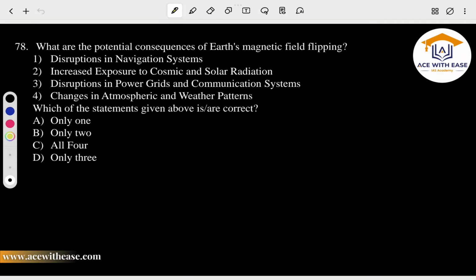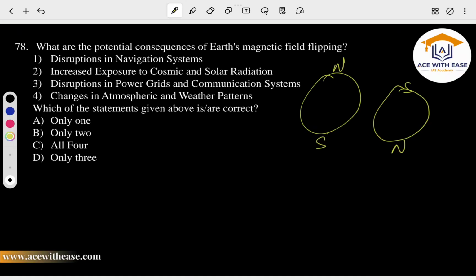78th. Now what are the potential consequences of Earth's magnetic field flipping? Generally our magnetic field has a magnetic north and a magnetic south. Once in a few hundred years we find the magnetic north and south being flipped. There is a flipping that occurs. What happens if this flip occurs is what the question is about.